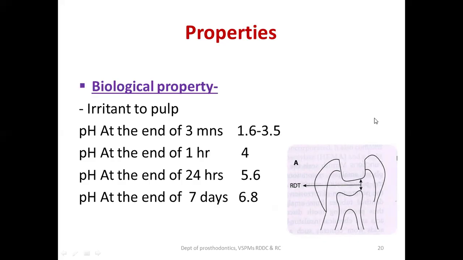The degree of irritation depends upon the cavity depth, meaning how much thickness of dentin is remaining between the pulp and the tooth cavity. If it is very near to the pulp, then you have to take care of your pulp by lining it with zinc oxide eugenol cement, which has a neutral pH, or calcium hydroxide cement, which has an alkaline pH, to prevent the irritating effect of the zinc phosphate cement liquid.